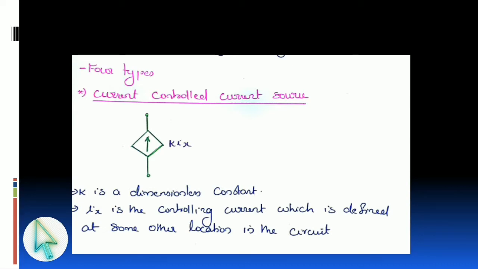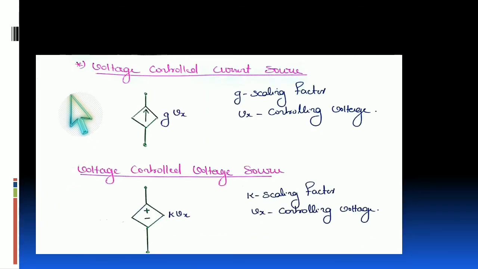Hope you got this. The second one, voltage controlled current source. This is simple. The source quantity is defined as G into Vx, where G is the scaling factor and Vx is the controlling voltage, which is defined at some other location in that particular network being analyzed. When we look at this source, here we have a current source which is controlled by a voltage, hence we call it a voltage controlled current source.